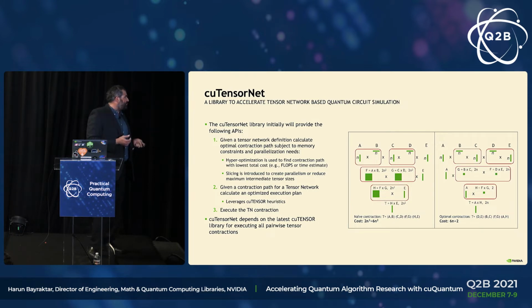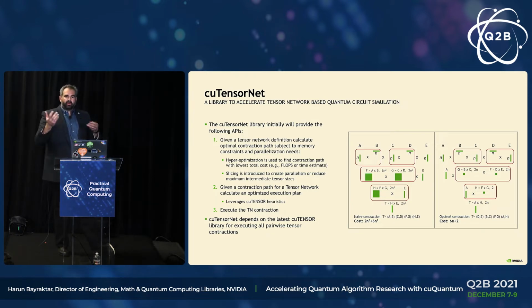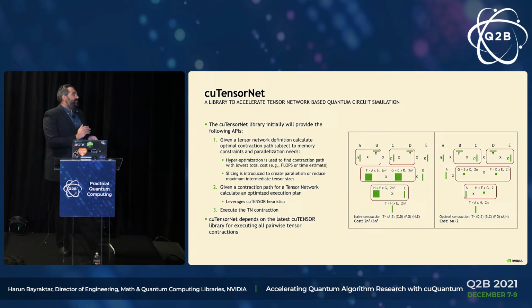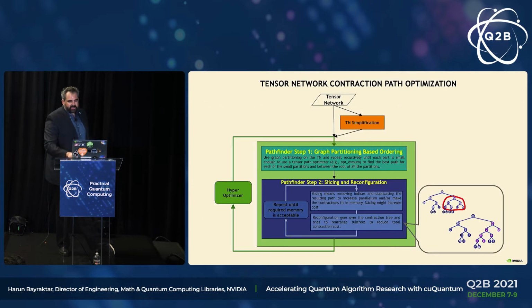So you actually need very clever algorithms that order the operations such that you do the minimal number of flops. And that's what this library does for you, exactly. It first calculates an optimal path to contract, then it creates an optimal execution plan, and then it actually executes those contractions using Nvidia's pairwise contraction library called cuTensor. All right, so let's look at some results.